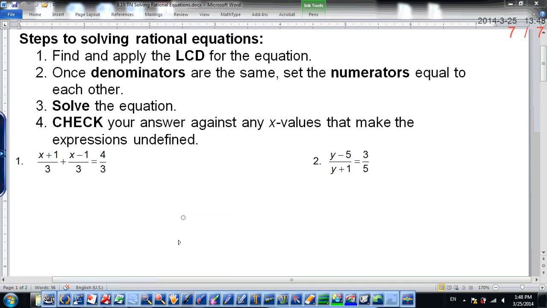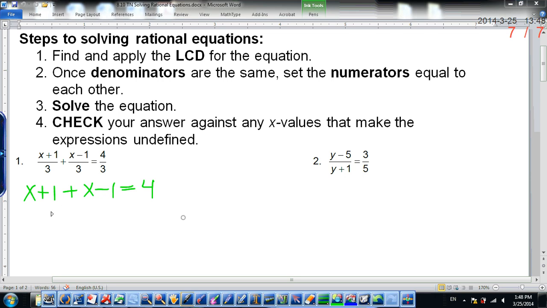x plus 1 over 3 plus x minus 1 over 3 equals 4. Now what we notice here, which is really nice, is that we already have a common denominator. So since we have a common denominator of 3, we're going to go ahead and just take our numerators and set up a nice simple equation. So x plus 1 plus x minus 1 is equal to 4.